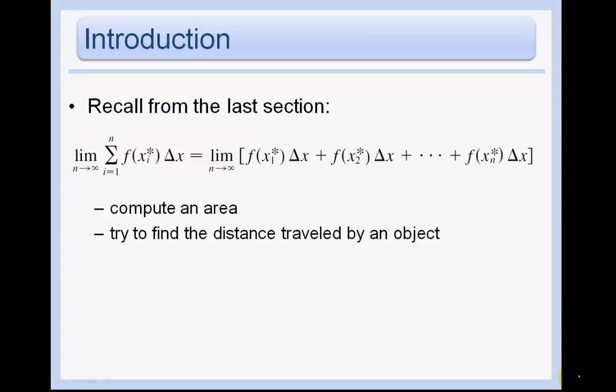So first, just remember from our last section that we were saying that we could compute an area or find the distance traveled by an object given a velocity using this limit of the sums of all of these little rectangular strips. So here we're just saying let's sum up all of the rectangular strips, and this is the height of the strip and this is the width. In other words, let's do height times width plus height times width plus, and so forth. So this is just saying, let's do the summation, and here's just writing it all out.